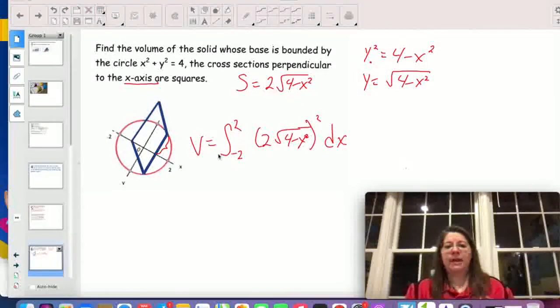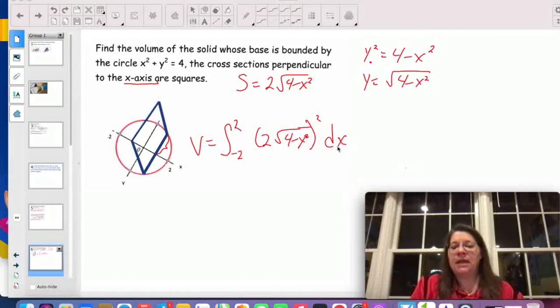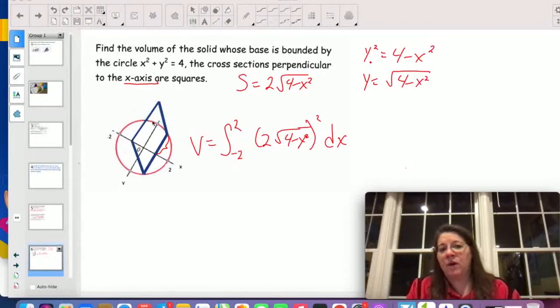So here is my setup. The volume is equal to the integral from -2 to 2 of 2 times the square root of 4 minus x squared, squared, dx. Understand the dx represents the thickness of the rectangle. And this area represents all of the area in here. Going from -2 to 2 enables us to take all of these thicknesses, all of the squares that can be added together here, to give us the volume of the entire shape.